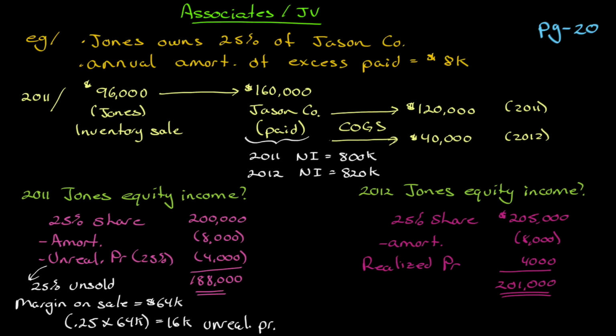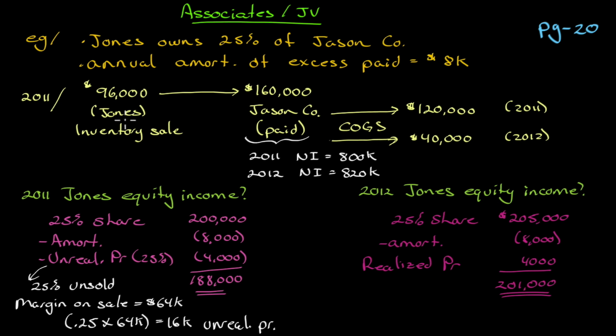All right, let's do another, more complicated example here. Let's say Jones owns 25% of Jason Company. Annual amortization of excess paid is $8,000, so we don't have to go through figuring out what the excess was and what assets it was attributable to. It's already telling us that you're going to take an $8,000 amortization charge related to the excess that you paid to get this 25%. Let's follow this example through. It looks messy, but it's actually quite neat.